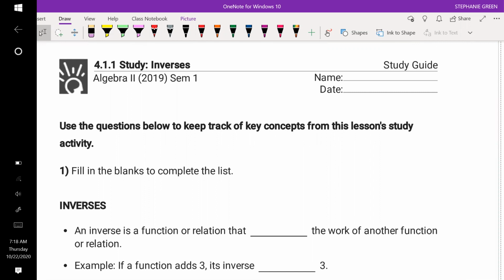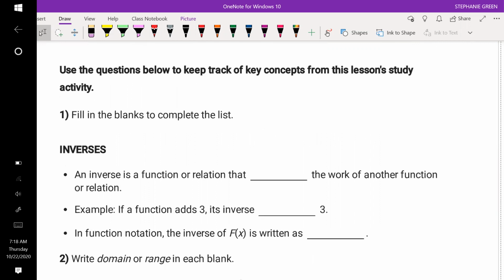So the first thing here is an inverse function is a function or relation that undoes the work of another relation. For example, if a function adds 3, like x plus 3, then its inverse is going to do the opposite of that. It's going to subtract 3. So the inverse of x plus 3 would be x minus 3.